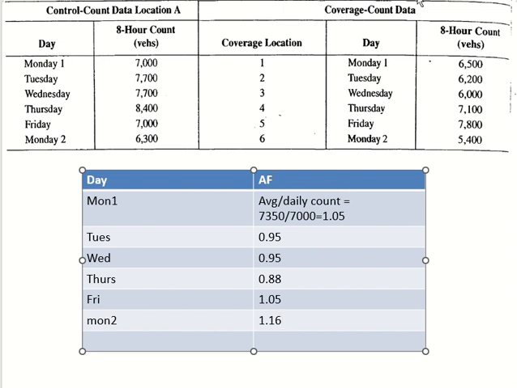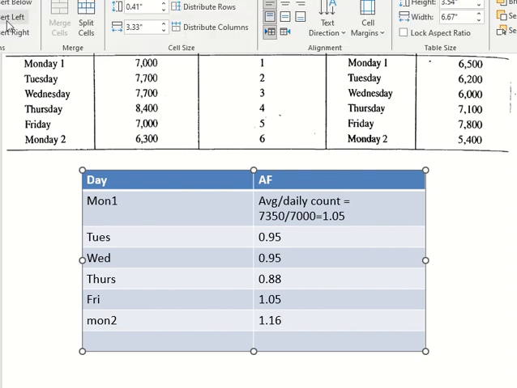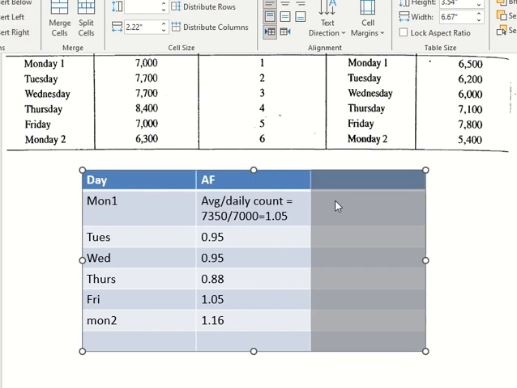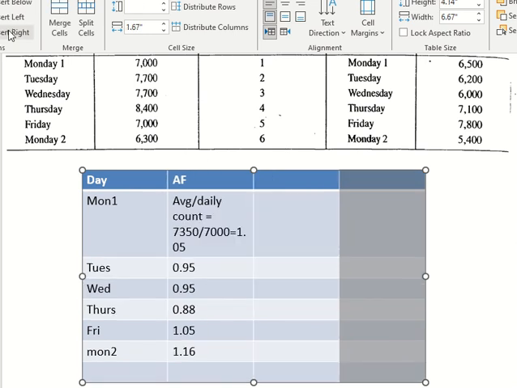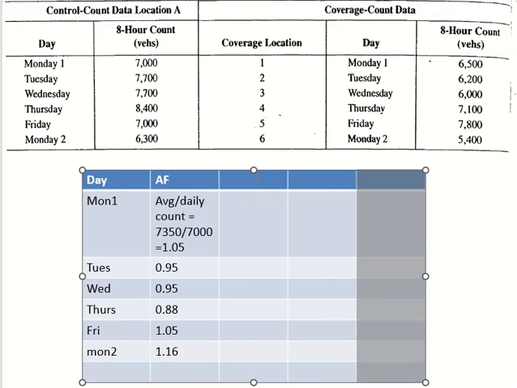So now I will do it for each location. Each location has a different day. So my location goes 1, 2, 3, 4, 5, 6. Location 1 you can see is taken on Monday, first Monday, then Tuesday and so on and so forth. It's already given.